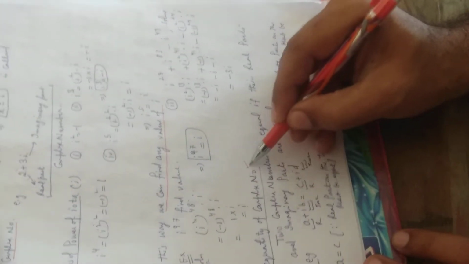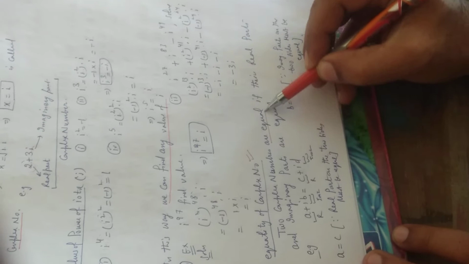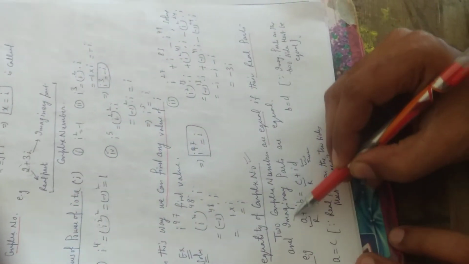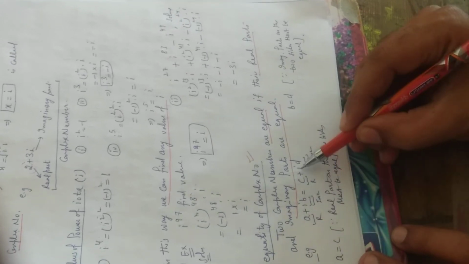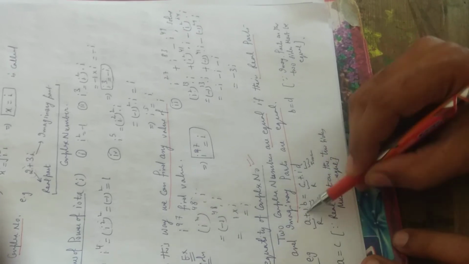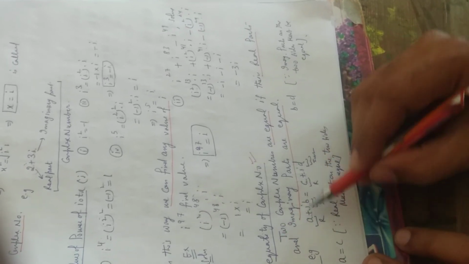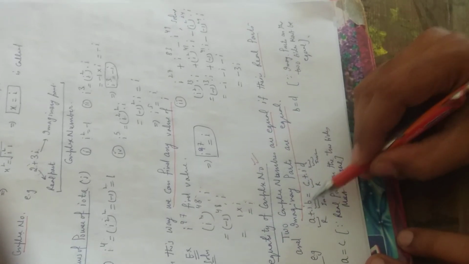Now, two complex numbers are said to be equal if the real parts and imaginary parts are equal to each other. So this is one complex number, this is another complex number, a plus iota b and c plus iota d. Two complex numbers are said to be equal if the real parts are equal, that means a is equal to c, and the imaginary parts are equal, that means b is equal to d.